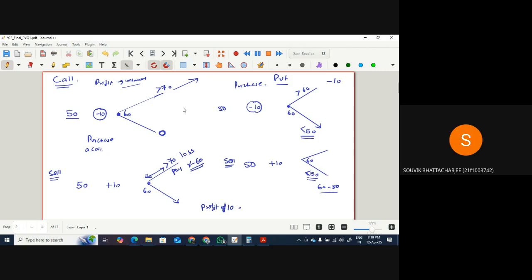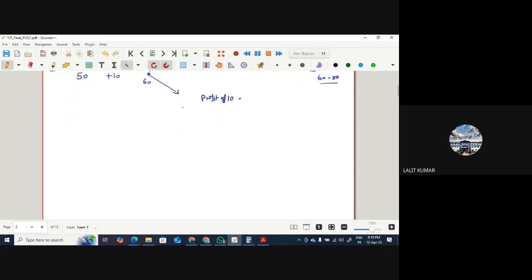Now I will cover one more concept which we have not covered in today's session: how this C0, the call price, is calculated. How do we make the scenario? We say that there is a stock which is going at 100 rupees. This is C0, and we say that its strike price is 110.